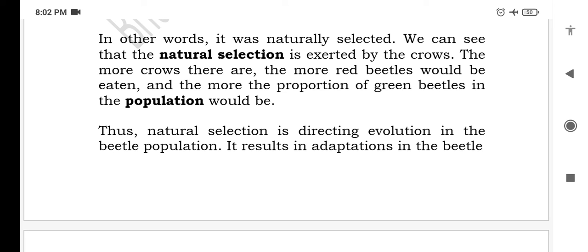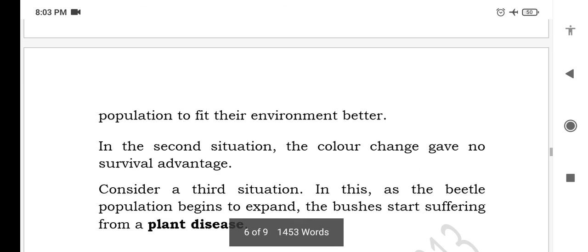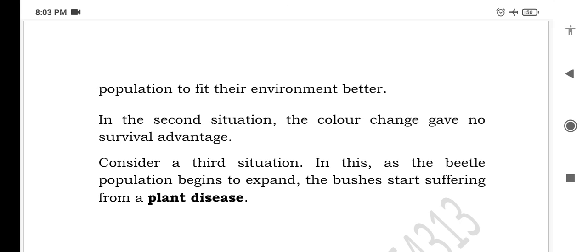The more crows there are, the more red beetles would be eaten, and the more the proportion of green beetles in the population would be. Thus, natural selection is directing evolution in the beetle population. It results in adaptations in the beetle population to fit their environment better.